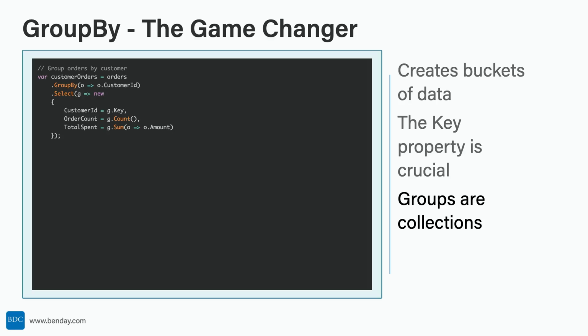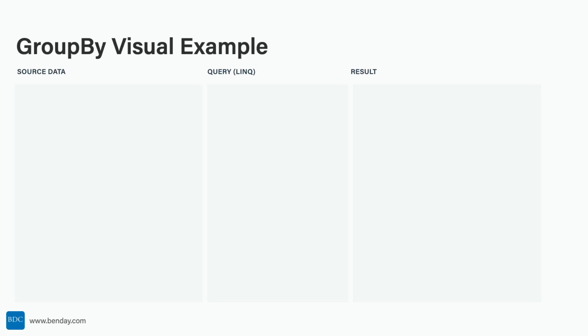Here's the cool part. Each group is a collection. You can count it, sum it, average it, or loop through individual items. It's like having mini lists inside your query. Most of the time, you'll follow GroupBy with select to transform each group into something useful, like calculating totals or creating summary objects. See how we're creating an anonymous object with the stats? This is one of those things that's easier to see than explain. Let me show you visually what GroupBy does to your data.